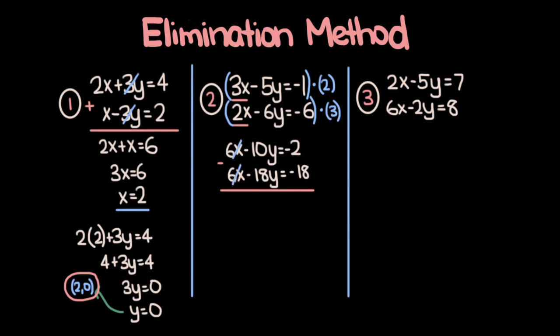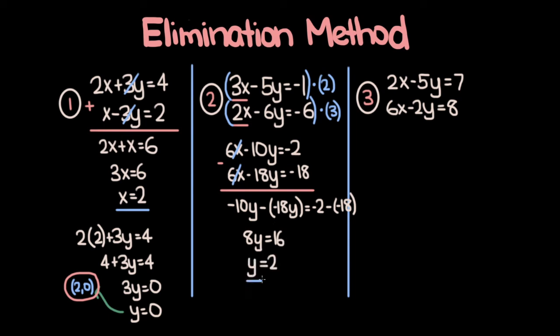6x minus 6x is 0, so the x's will go away, and we'll have negative 10y minus negative 18y equals negative 2 minus negative 18. So negative 10y minus negative 18y is negative 10y plus 18y, so that's 8y, and that is equal to negative 2 plus 18, which is 16. And if we divide by 8 on both sides, we get that y is equal to 2.